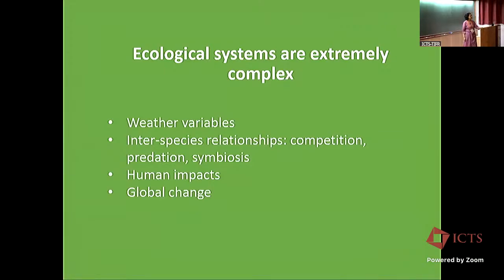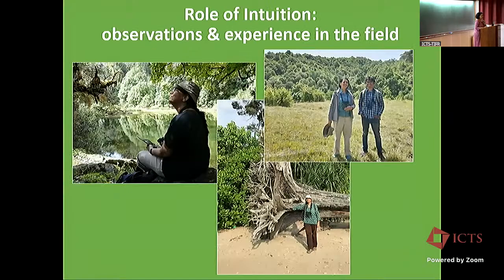The other thing is that ecological systems are extremely complex. I've only talked about a simplified part of the ecosystem that we're trying to understand, because there are weather variables, there are interspecies relationships like competition, predation, and symbiosis, which could affect the numbers of a given species in any given area. Human impacts can be quite complex, and they could affect species in a very complicated way that very often we don't understand till it actually happens, right? And global change, things like warming. So how do we get around this kind of complexity?